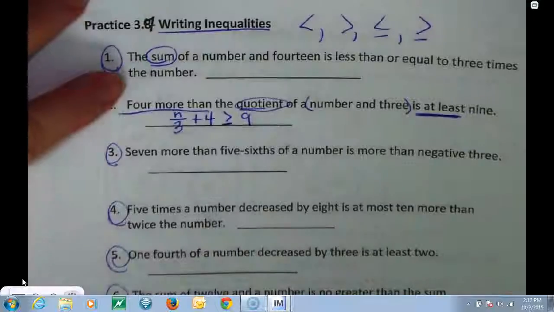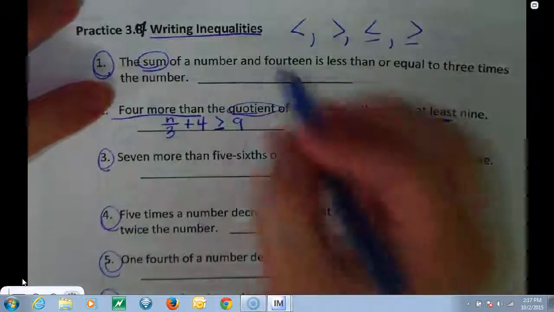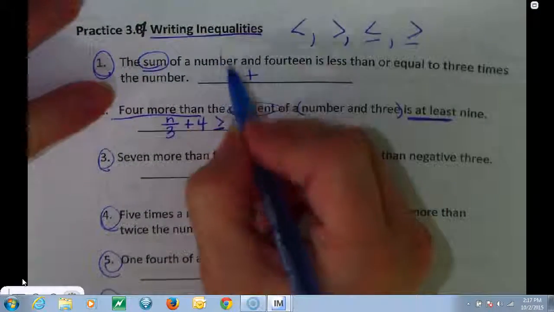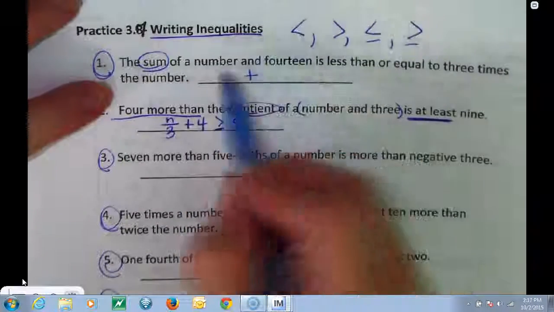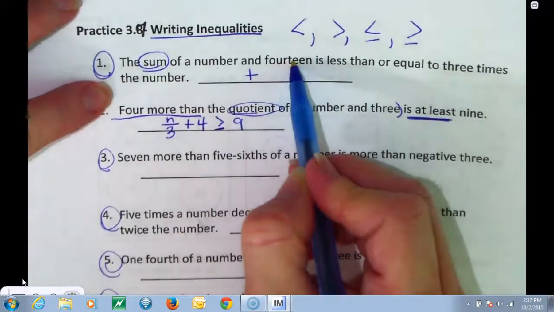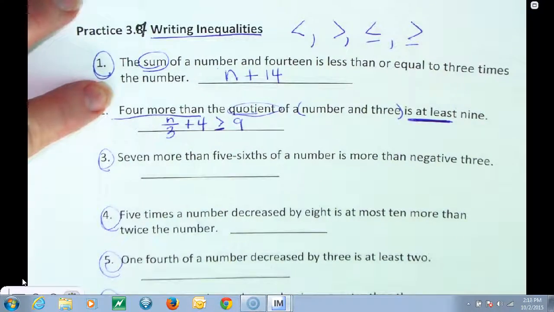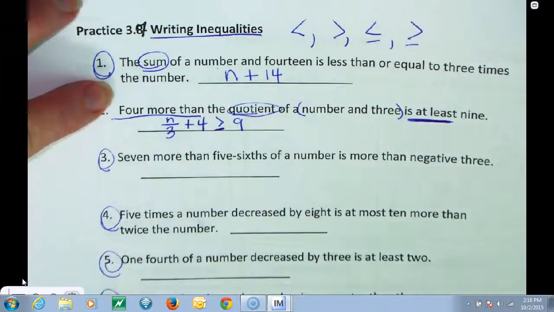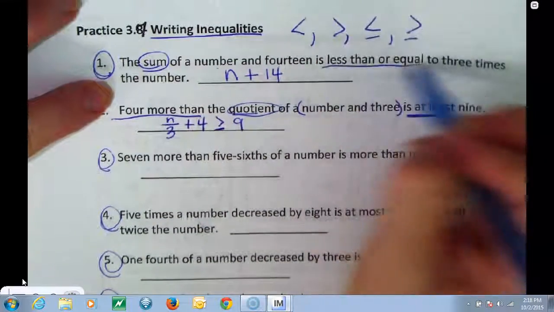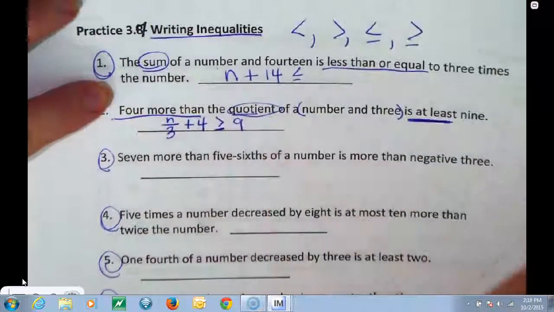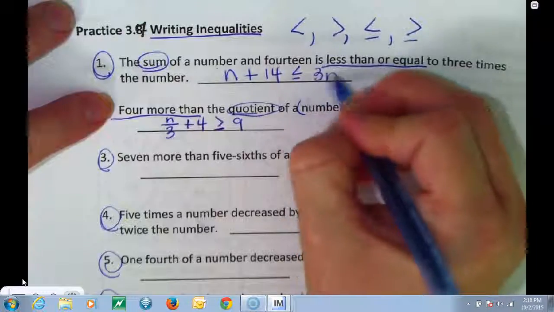When it says sum, what do you know you're going to do? Add. What are you going to add? No. A number and 14. Or you could put 14 plus n. Less than or equal to 3n. Good job.